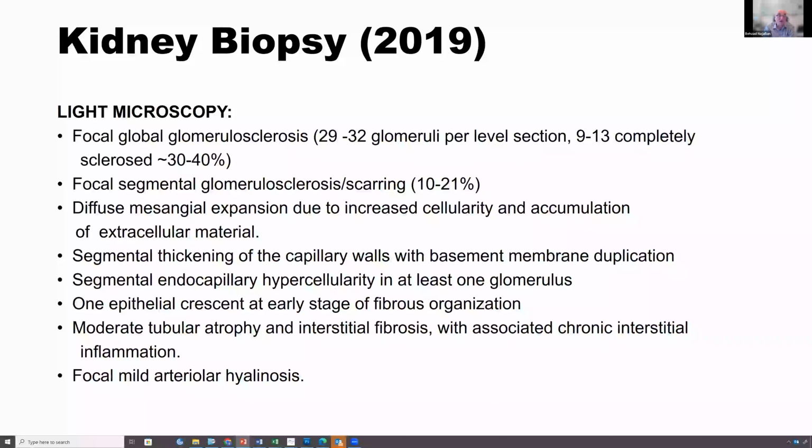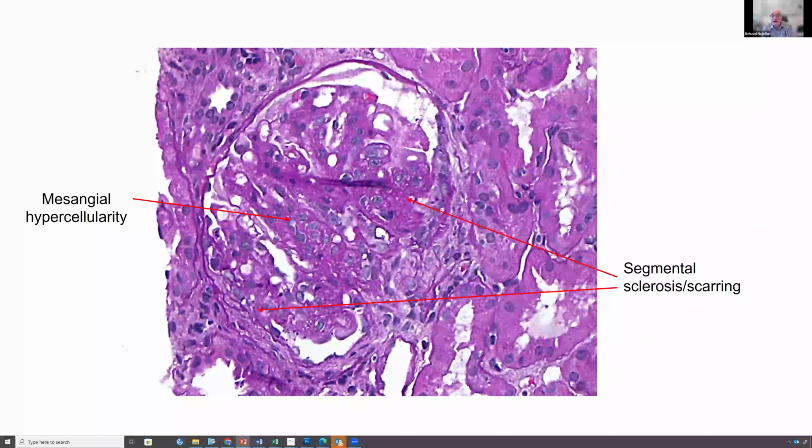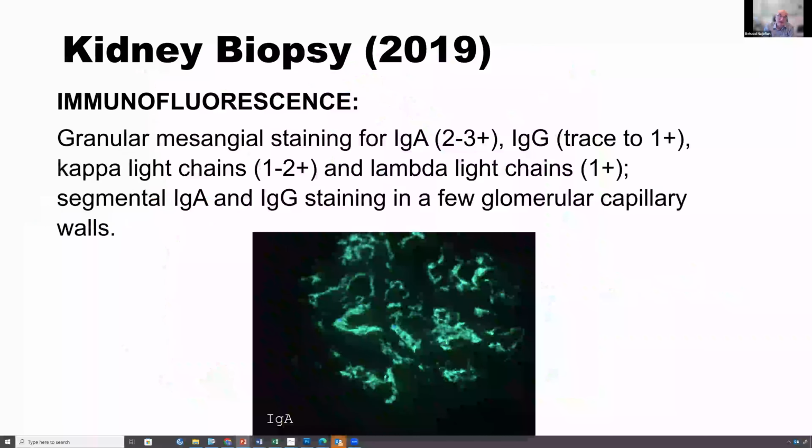So here is one glomerulus, it's not from that case, but similar findings. As you can see, segmental scarring in this region with obliteration of capillary loops and adhesion to Bowman's capsule. Also here we have that with Bowman's capsule reaction, and we have mesangial hypercellularity as well. So mesangial hypercellularity, focal endocapillary hypercellularity. So it looks like there is some glomerulonephritis going on with focal crescent formation.